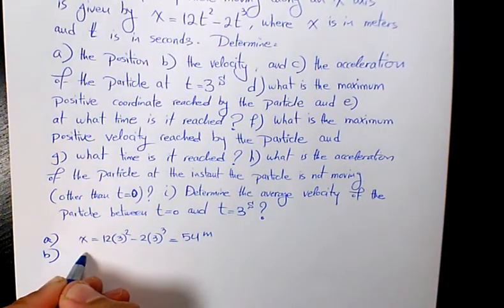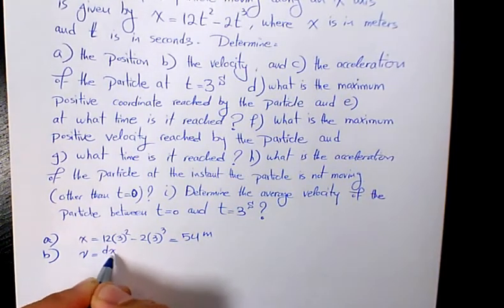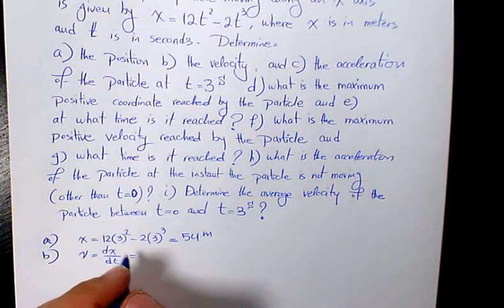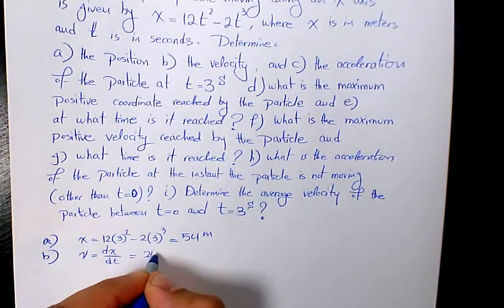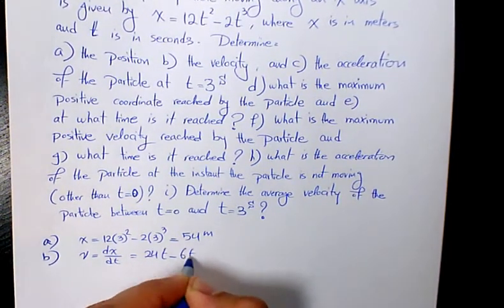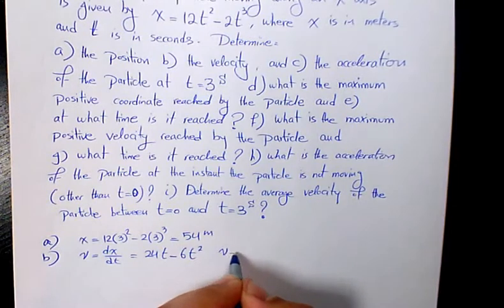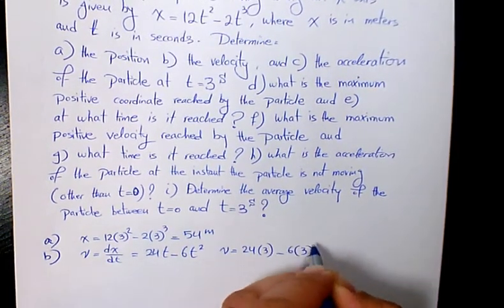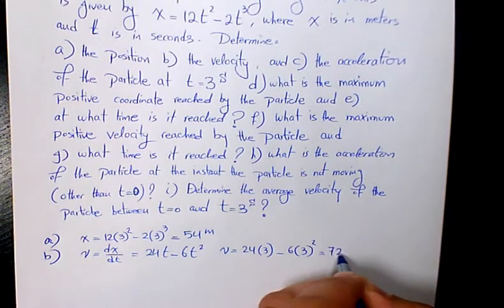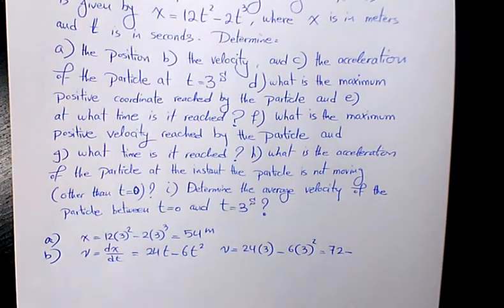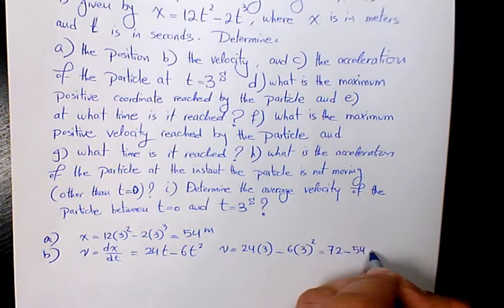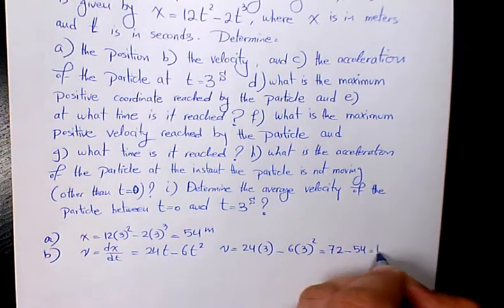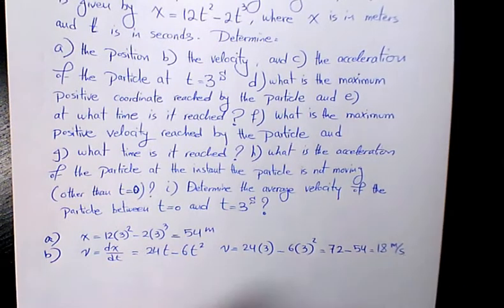Part B, it says find out the velocity. Velocity is going to be the first derivative of x. So that will be 24t minus 6t squared. So v will be 24 times 3 minus 6 times 3 squared. So it's going to be 72 minus 54. That's going to be 18 meters per second.